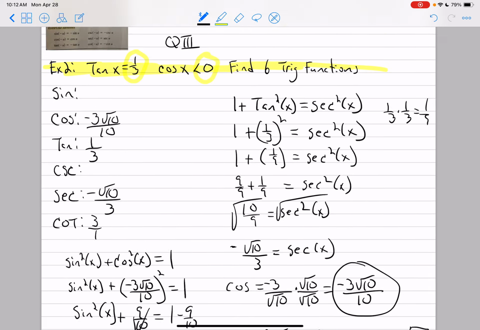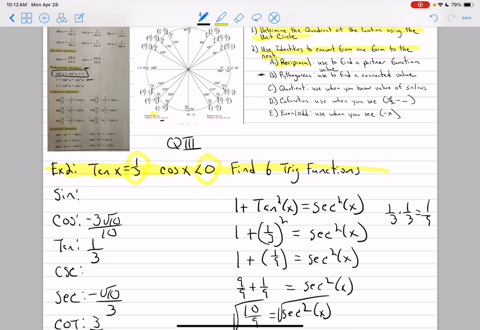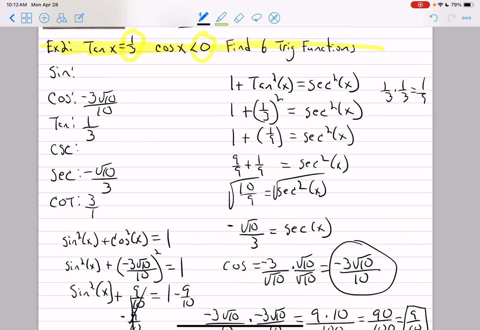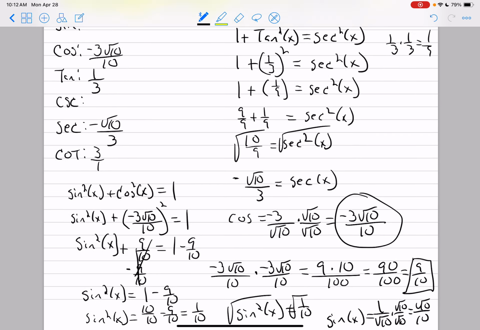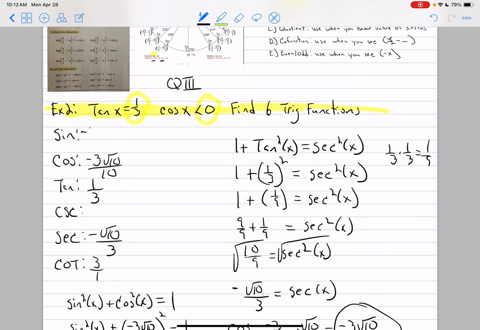Last thing I need to check. Quadrant 3, is sine positive or negative? Sine is negative. So sine should be negative root 10 over 10.